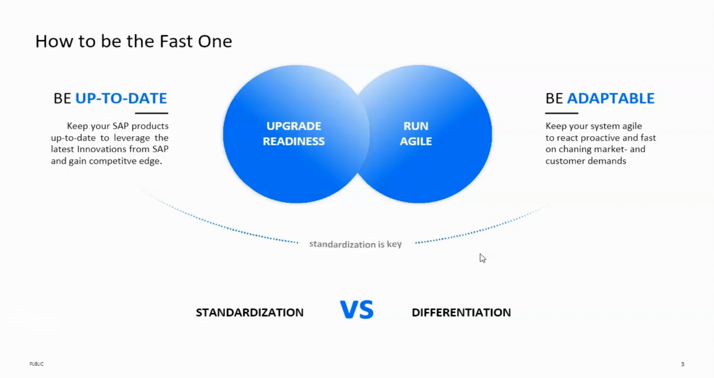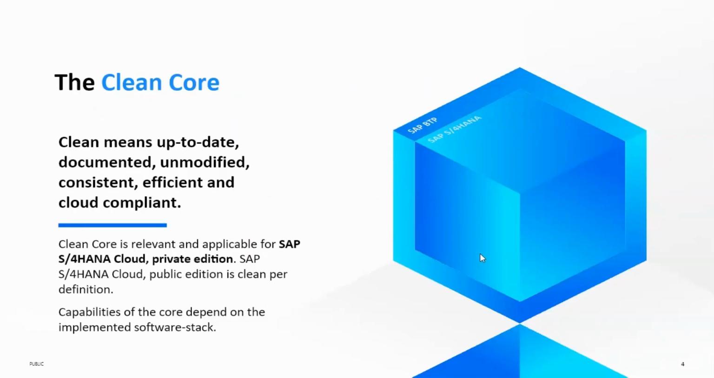So keeping our SAP products up to date to leverage the latest innovations from SAP and gain competitive edge. Now, being adaptable by keeping our system agile to react proactively and fast on changing market and customer demands. So we have got standardization versus differentiation, which you need to be focused on.